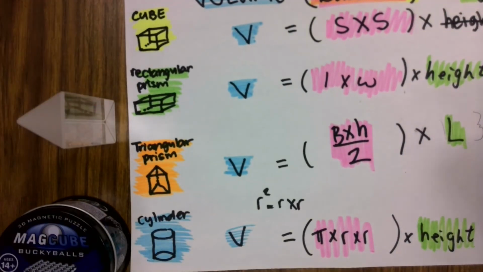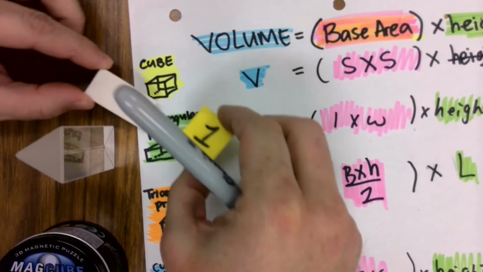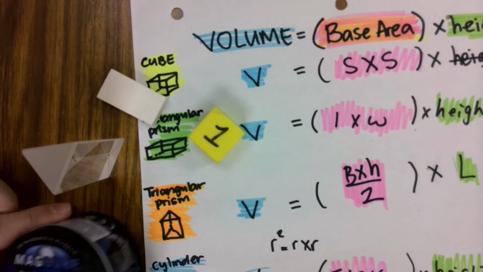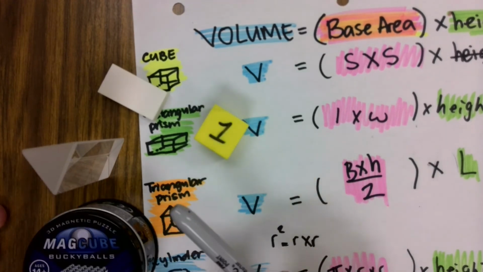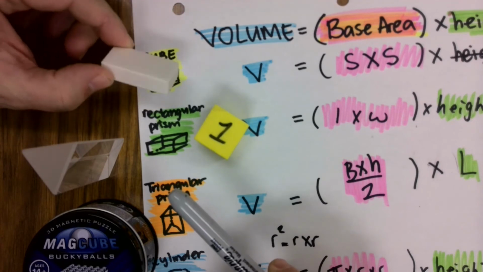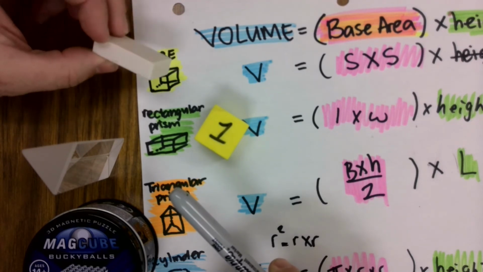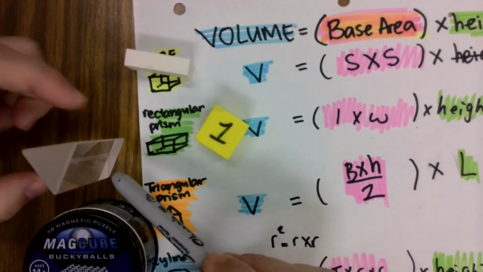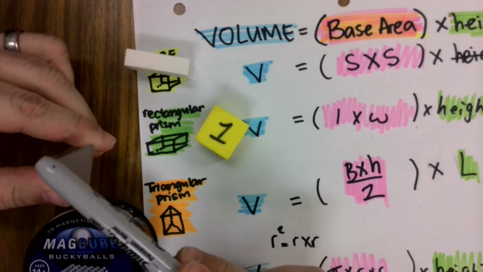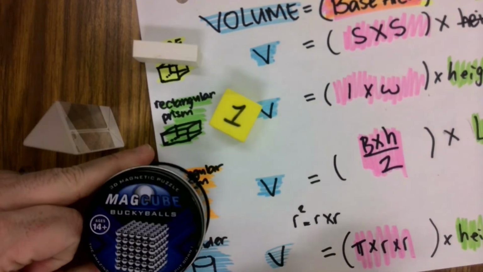So if we have our 4 shapes, in the case of a cube, we stand it on a square. In a rectangular prism, we stand it on a rectangle. It doesn't matter which rectangle, we'll get to that in a second. For a triangular prism, I stand it on my triangle, and for a cylinder, I stand it on the circle.